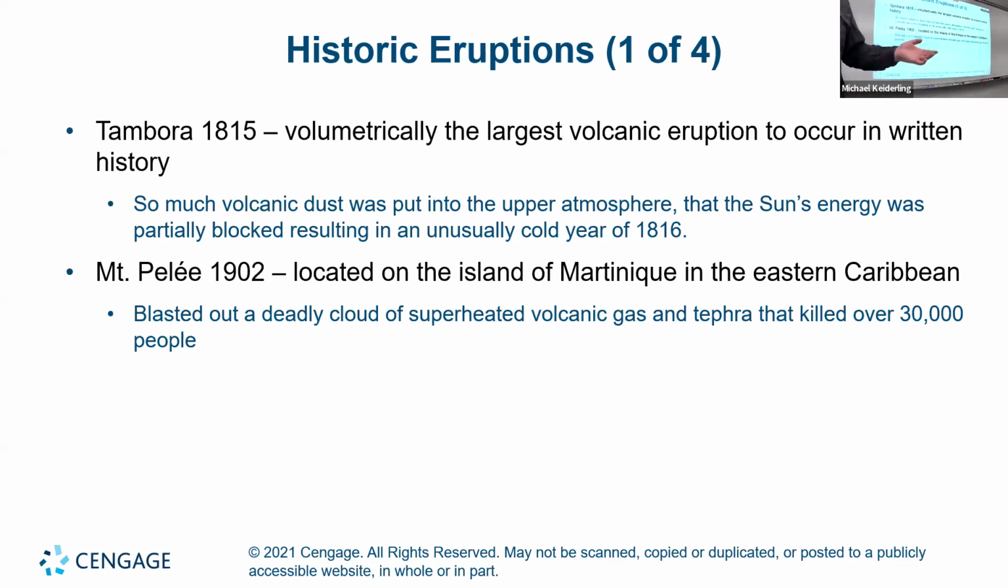Mount Pelee erupted in 1902. It's located on the island of Martinique in the Eastern Caribbean. It blasted out a deadly cloud of superheated volcanic gas and tephra that killed over 30,000 people.